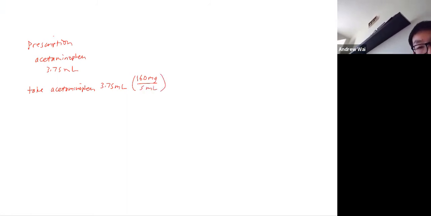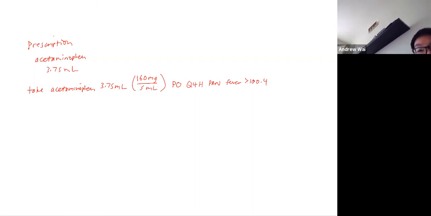So if you're writing a prescription, you might go with take acetaminophen, 3.75 mLs, and you might say in parentheses 160 milligrams per 5 mLs so that the pharmacist knows the concentration you're using. And then you have to talk about the route, which is PO. And how often? Let's go with Q4 hours. And then you're going to write for the indication, which is PRN. And then you're going to say fever greater than 100.4.